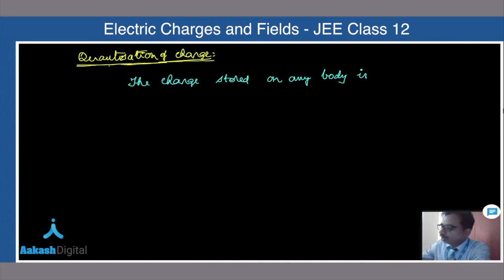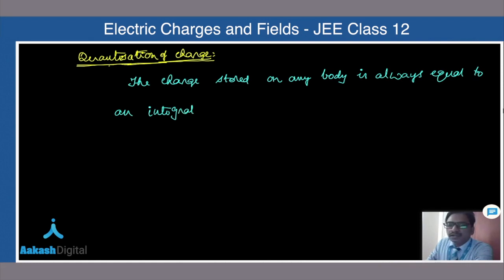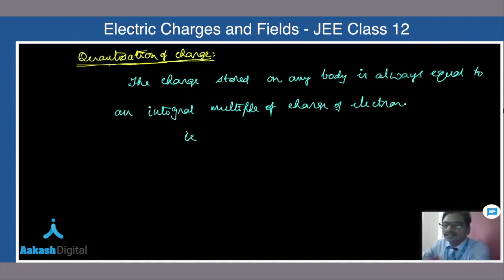The charge stored on any body is always equal to an integral multiple of the charge of the electron. That is Q equal to plus or minus ne.